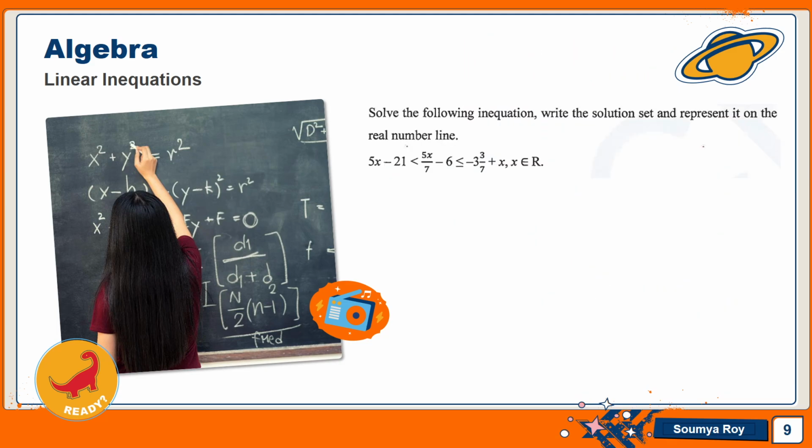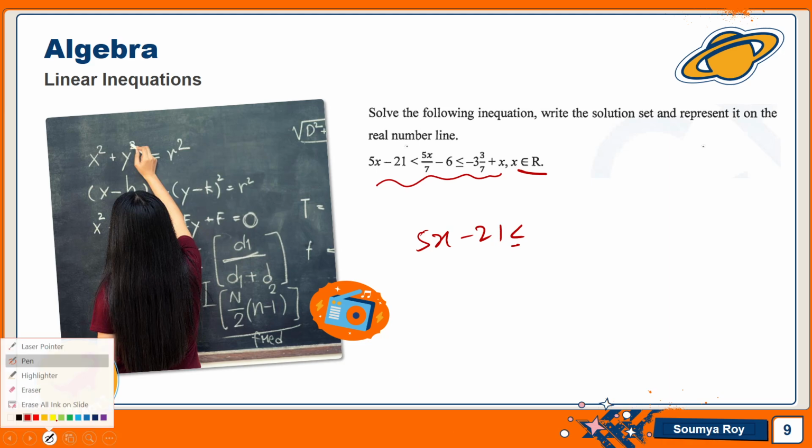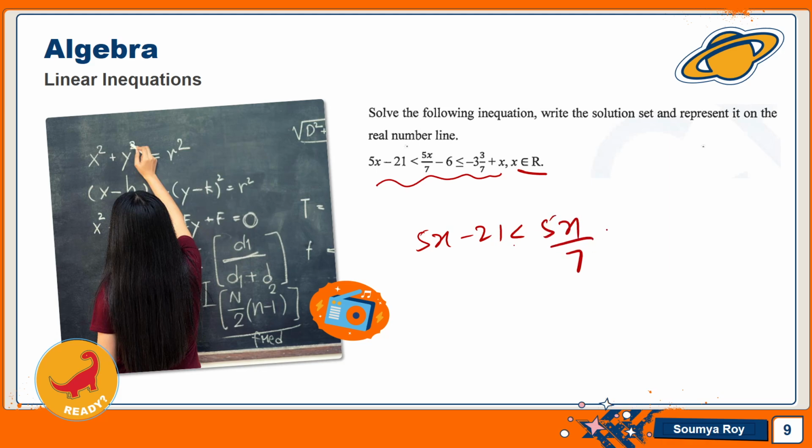Let's move on to doing this question. You have to really be fast with these. So this is a real number; the replacement set is the real numbers. Now when it comes to solving these big questions like 5x minus 21 less than or equal to, sorry for the mistake, 5x by 7 minus 6 less than or equal to minus 3 whole 3 by 7 plus x.